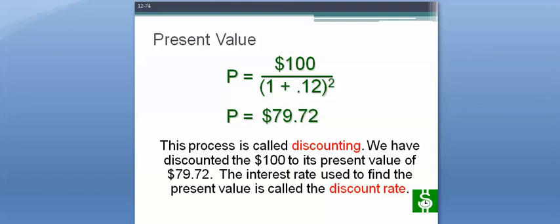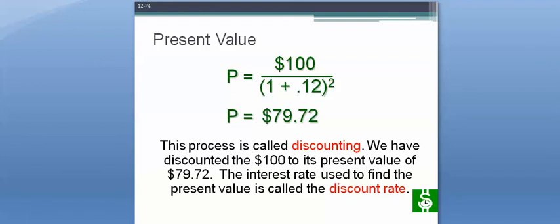And we can see the present value of that investment would be $79.72. The process of finding present values is often referred to as discounting. We have discounted the promise of $100 in 2 years. We'll accept less today. How much will we accept today? Well, if we can earn a 12% rate of return, we would be willing to accept $79.72 because that would grow to $100 in 2 years.